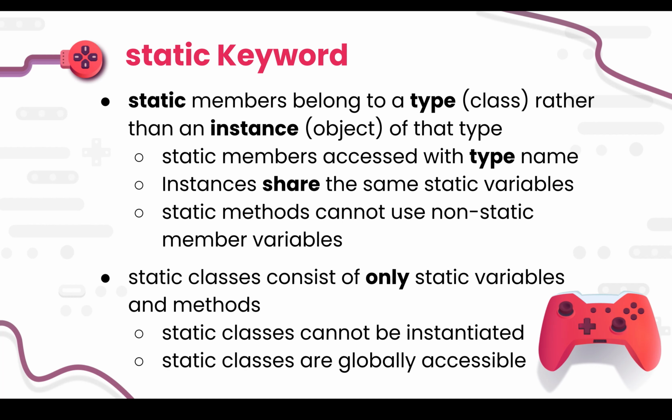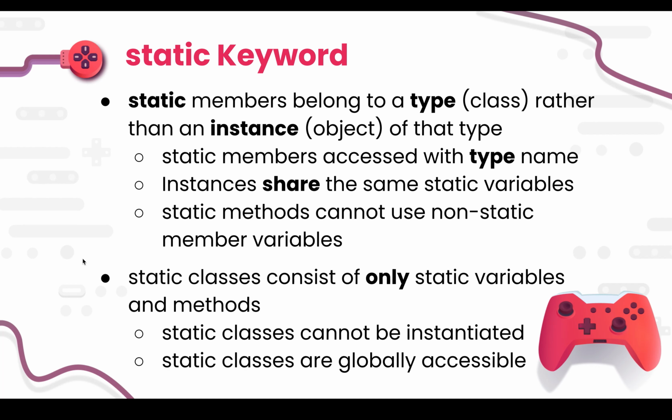You can also mark methods as static, and because these methods are static, they can only use static variables, and they can't use non-static member variables. So in our car example, a static method could use the max number of wheels a car can have, but it would not be able to use how many wheels a particular car has.